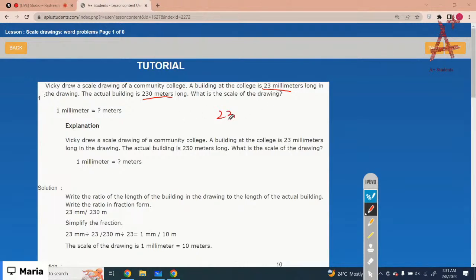You have 23 mm and 230 millimeters. Got it? So just divide both sides by 23. It would be 1 millimeter because you have to calculate the value of 1 millimeter. So you have to divide it by 23. And 230 divided by 23 is 10 meters. Got it? So that means 1 millimeter equals 10 meters.